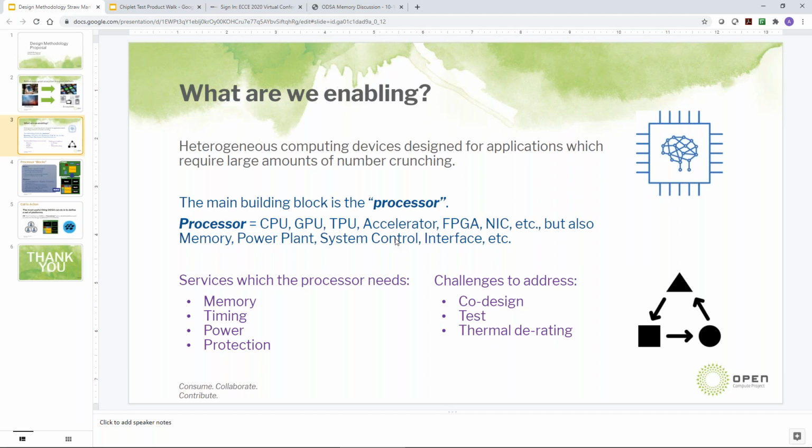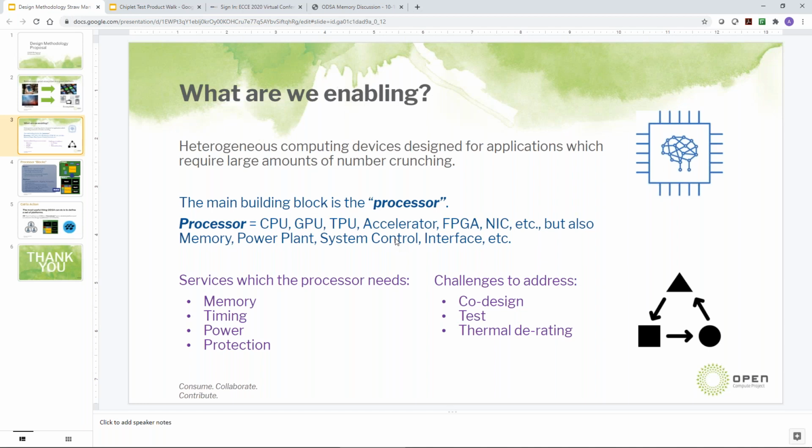So let's enable the processor, but thanks to Alan's presentation last week, I want to broaden that definition of processor, but still use the word processor because it encapsulates the thing that's the most important. It could be a big chunk of memory, or it could be a power plant or some big power conversion block somewhere. But we have these building blocks that we're going to put together. Each of these processors, quote unquote, needs some kind of services, maybe memory, timing, protection, power. So they have these service needs.